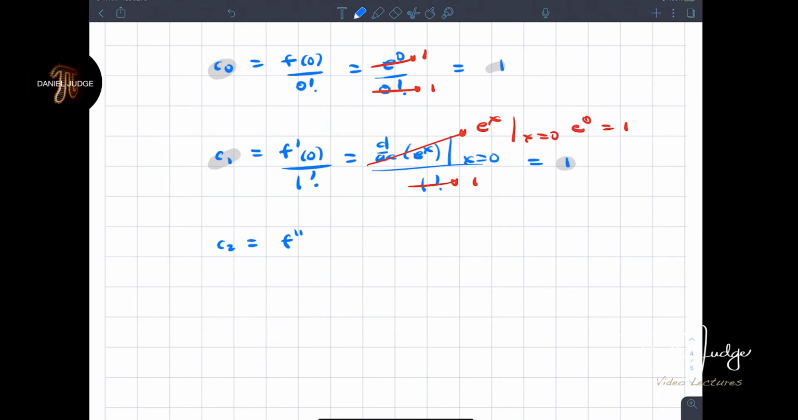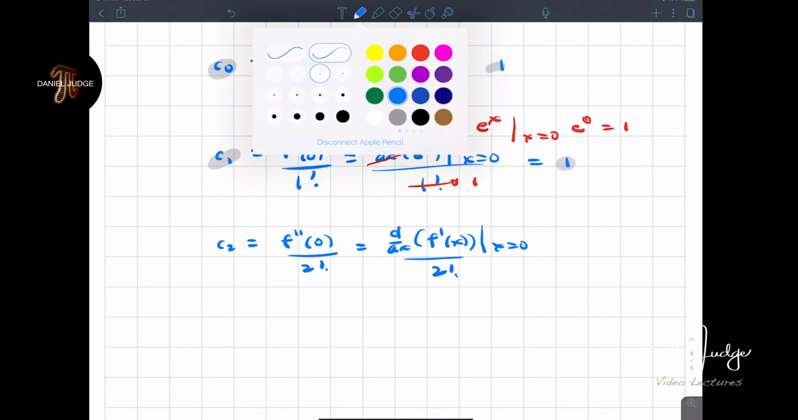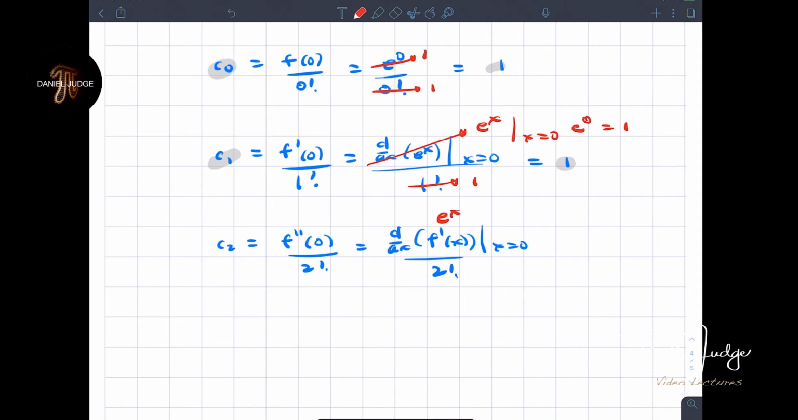c2, f double prime evaluated at 0 over 2 factorial would be, if I differentiate f prime of x, evaluated at x is 0 over 2 factorial. And what you're going to see here is that this is e to the x again. And if we evaluate that at x is 0, that's e to the 0, which is 1. And then 2 factorial is 2. So this constant is 1/2 now. So you got c2 being 1/2.